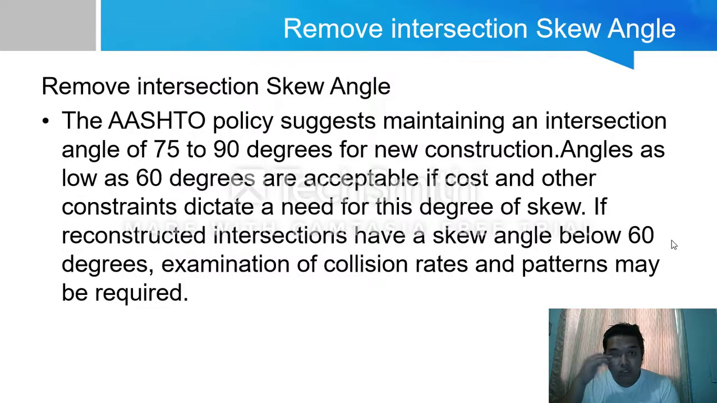So, remove intersection skew angle. The AASHTO policy suggests maintaining an intersection angle of 75 to 90 degrees for new construction. Angles as low as 60 degrees are acceptable if cost and other constraints dictate a need for this degree of skew. If reconstructed intersections have a skew angle below 60 degrees, examination of collision rates and patterns may be required.